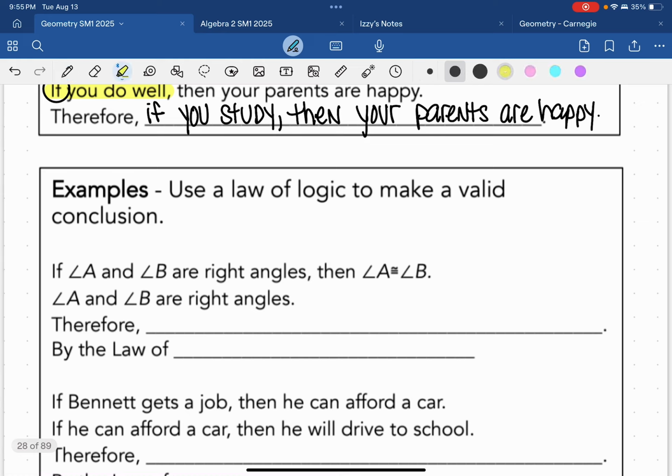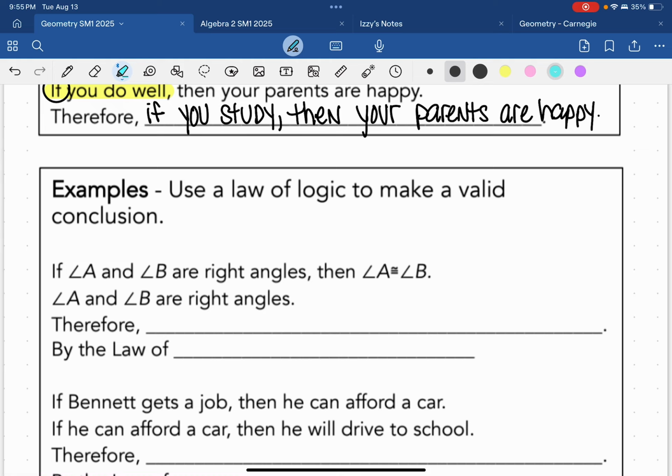Now we're going to go ahead and use the law of logic to make a valid conclusion. Notice in these examples that we have to decide by the law of, and we've got to figure out if this is syllogism or if this is detachment. All right, grab a different color this time. I'm going to grab blue because as I read these sentences, it's going to repeat in a different order.